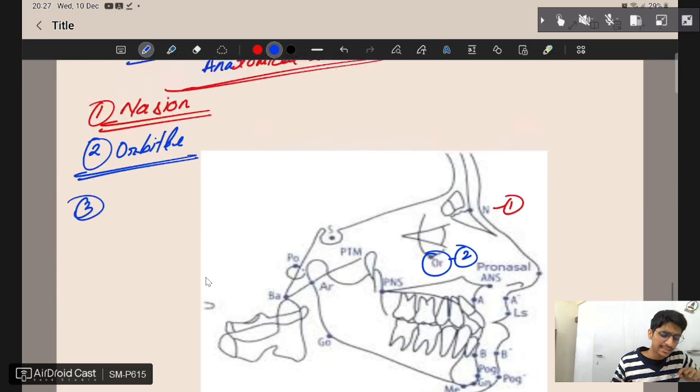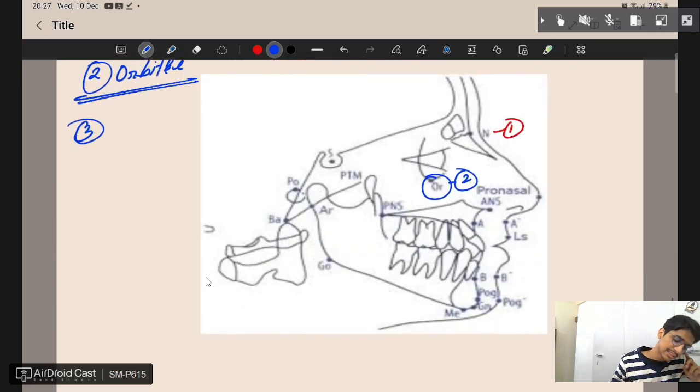So the third point is sella. This is the sella S, which is present basically in the center of the sella turcica. So this is our third cephalometric point, sella. And fourth, what we have is porion.